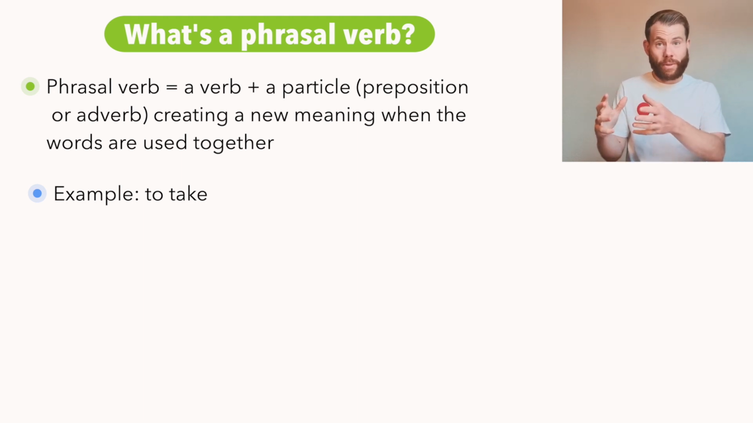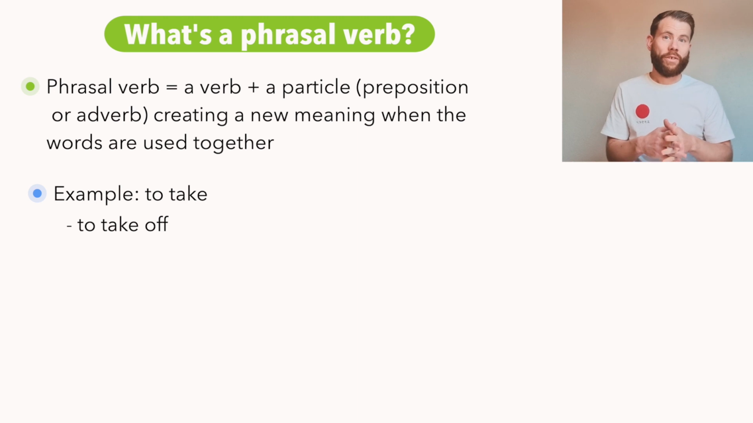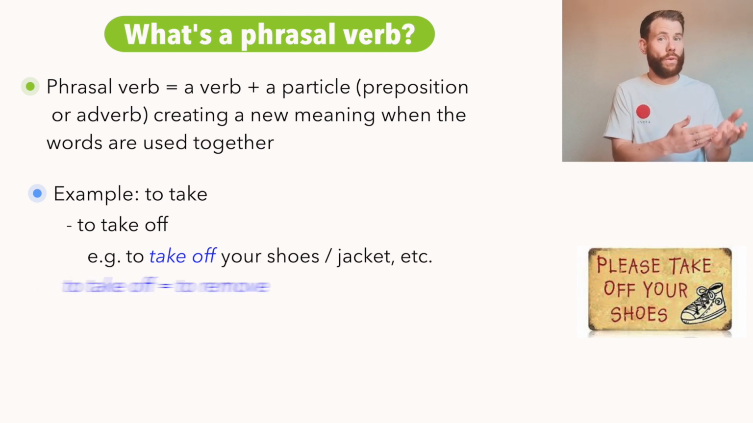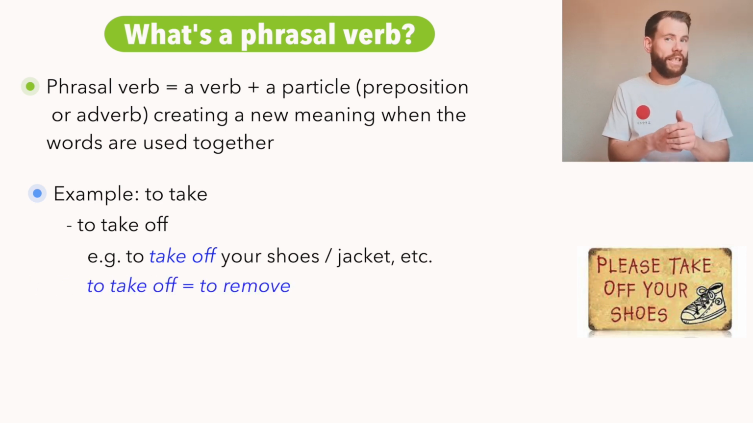So if you take the verb to take and you add a particle, for example, off, to take off. For example, to take off your shoes, to take off your jacket. And in this context, the verb doesn't mean take anymore. It now means to remove. And this is typical with phrasal verbs, you often have a synonym. So to take off and remove are synonyms in this context. To remove your shoes, to take off your shoes.